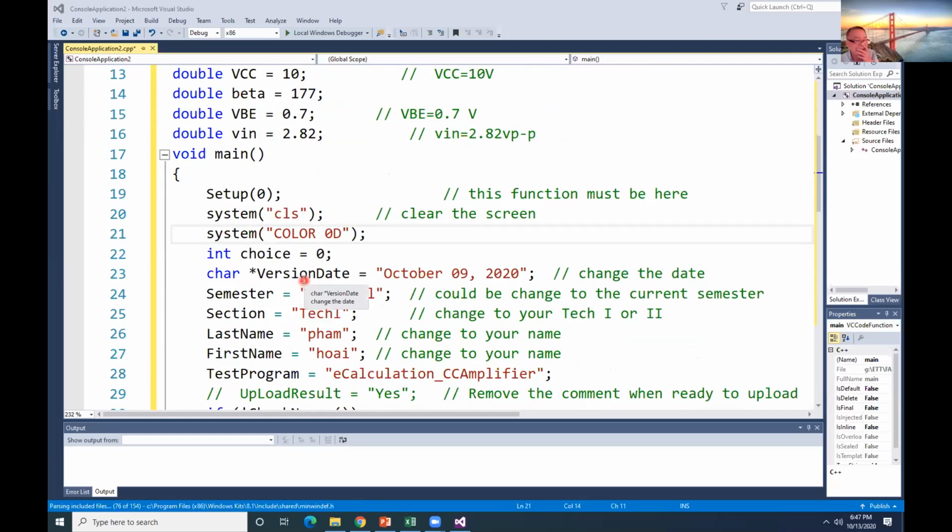Now, this one here, you don't have to do anything. Make sure to keep the same thing. Only the version date, that means the day you do it, you can change. Okay, for CMeter, take one. The name in here you must be changing.